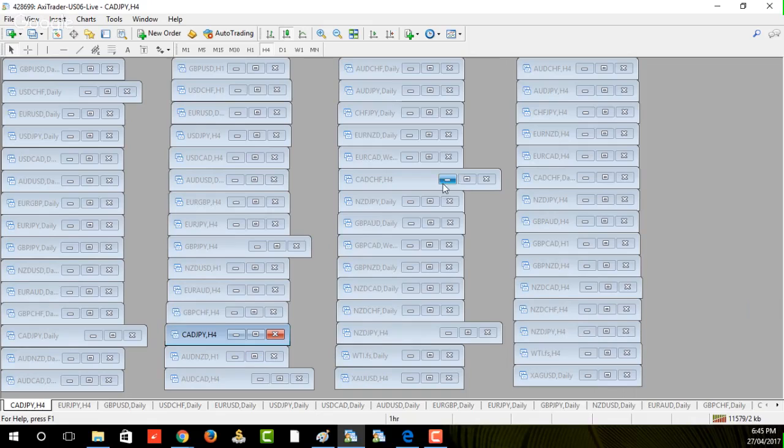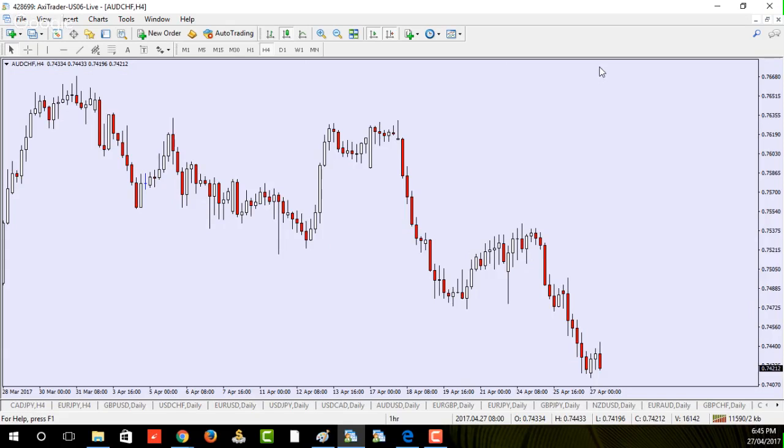Chris, Aussie Swiss on the 4 hour. I think the kangaroo tail already formed on the Tokyo train. Right now or recently? Like a bearish kangaroo tail? I don't see one, Chris.